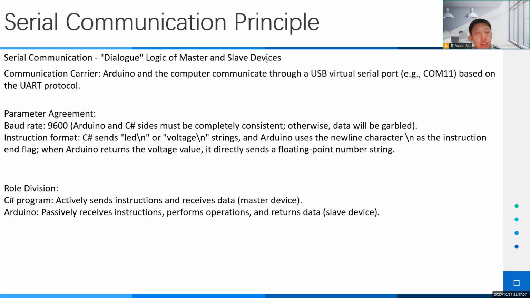Instruction format. C# sends commands, LED or voltage. Arduino sends back voltage as a number string. Master-slave division. C# is the master. It sends commands first and waits for Arduino's response. Arduino is the slave. It waits for commands and never sends data unless C# asks.